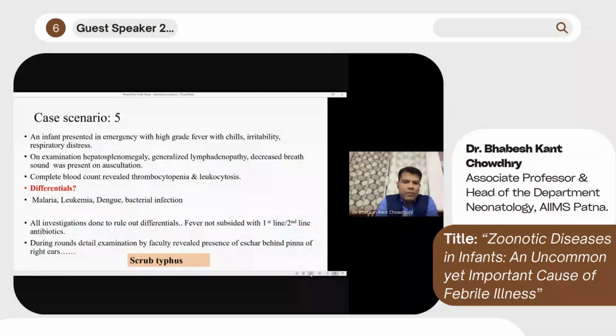Scrub typhus was initially supposed to be mountain fever. Actually, when I was working there at that time, I used to hear that it was in the mountains, and that's why it's common there. But now it's common in Bihar itself, and in AIIMS Patna also scrub typhus is diagnosed commonly, treated very well, and the children improve. So next slide, please.